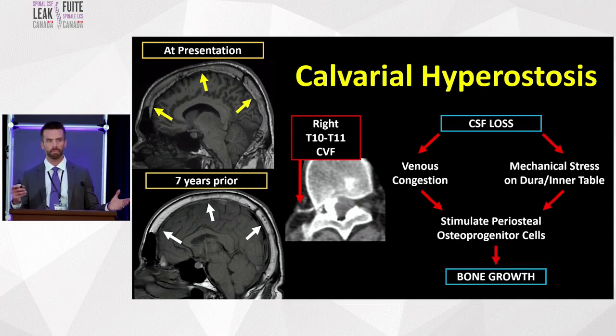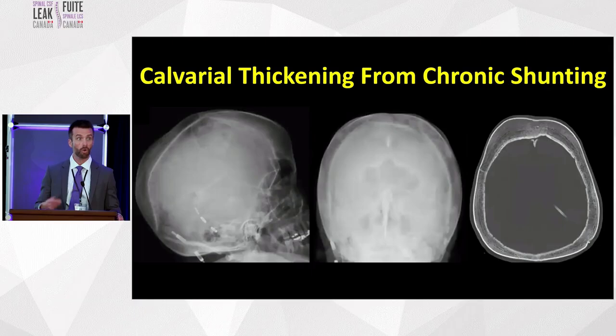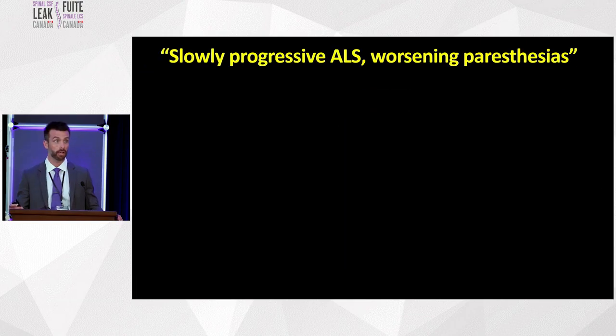It's sort of hand-wavy, but we think that venous congestion and mechanical stress on the dura and intertable can lead to this long-term chronic remodeling of the calvarium, stimulating these periosteal osteoprogenitor cells and leading to bone growth. And this is something similar that we can see, for example, in pediatric patients who are chronically shunted. Over time, they can get calvarial thickening as well. So that's a way to conceptualize this.